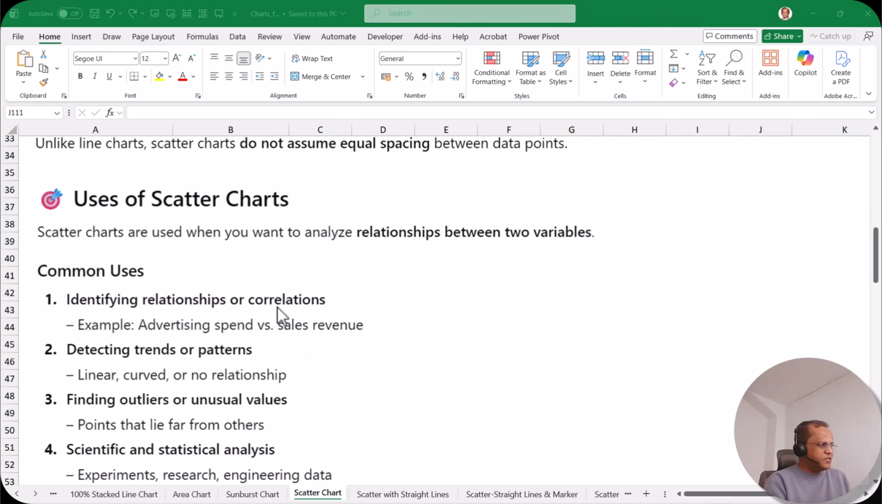The first one is identifying relationships or correlation. An example is advertising spend versus sales revenue. If we spend more money on advertising, will our sales revenue increase or not? If we want to analyze that, then we have to use the scatter chart.